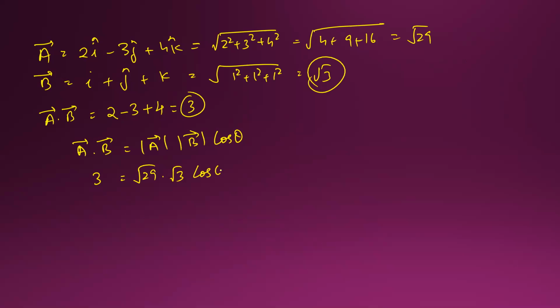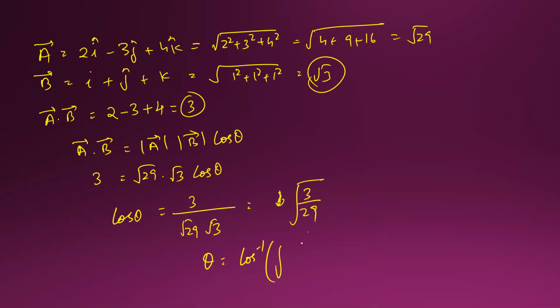Mod of A will be root under 29, and mod of B is root 3. This is cos theta. So cos theta will be equal to 3 upon root 29 into root 3. I can write it as root under 3 upon 29. So theta will be equal to cos inverse root under 3 upon 29. So this is the method by which I can find the angle between two vectors. I can find the angle with the help of dot product also, and the angle with the help of cross product also.